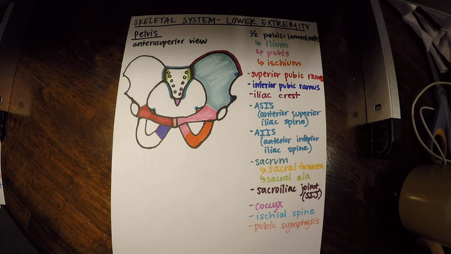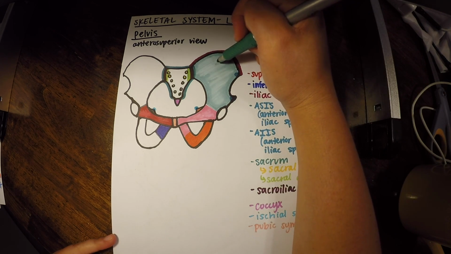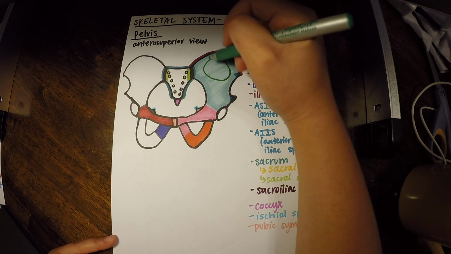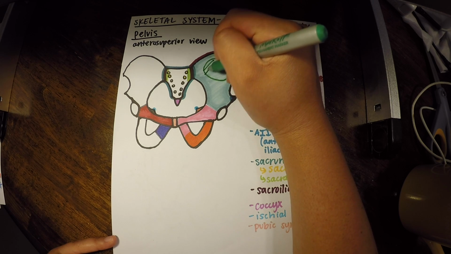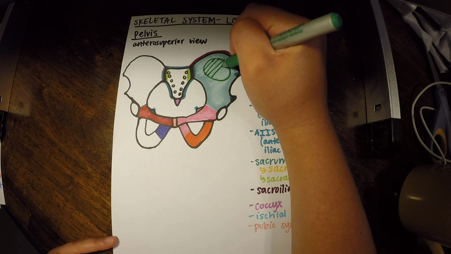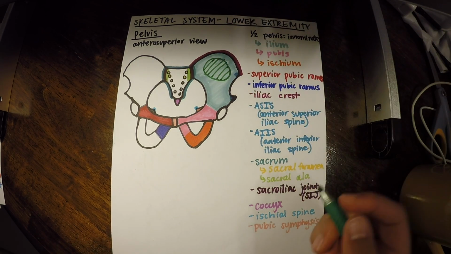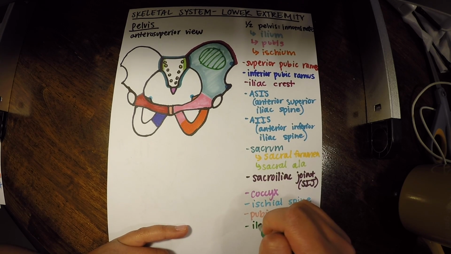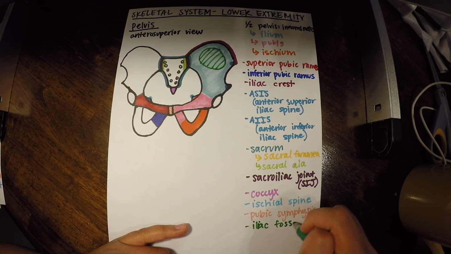Now, let's see, what else do we have to label? Oh, I want to label our iliac fossa, which I'm just going to put a circle here where that fossa is, and I'm just going to make it striped so we can still see that that's our ilium underneath. That is our iliac fossa.